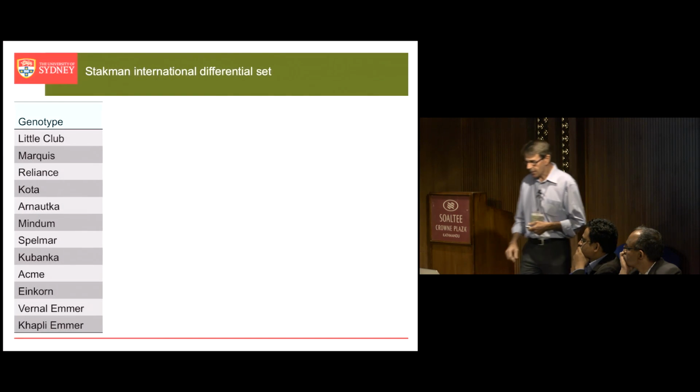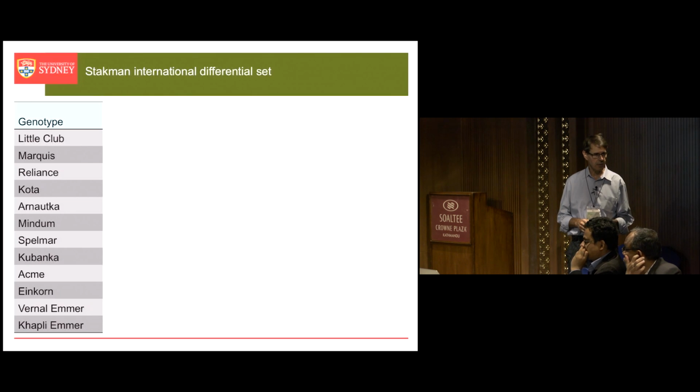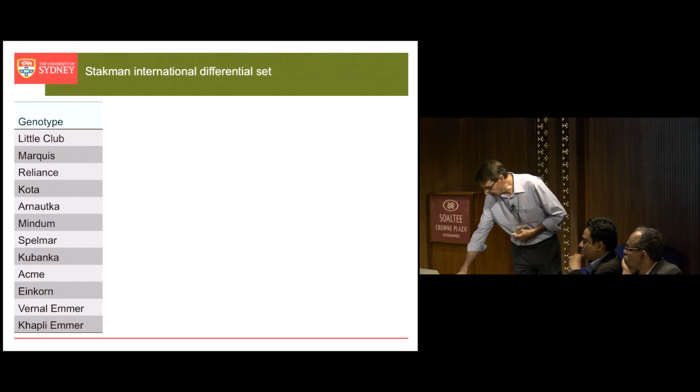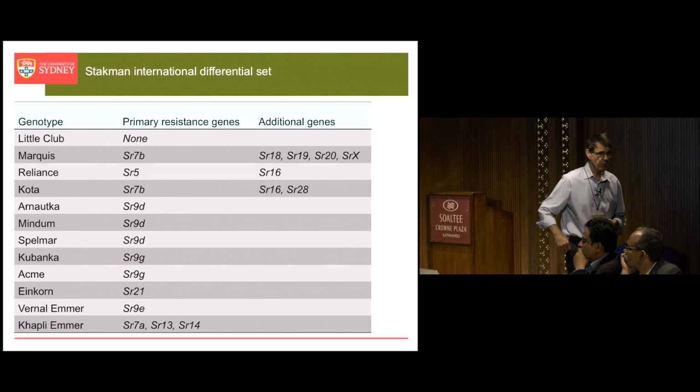So let's come back now to the original Stakman differentials. These were the wheat genotypes that Dr. Stakman identified originally as having good discrimination ability in separating, or identifying, different races of stem rust. He didn't know what genes were present in them. Now we do. We've done the genetics, we've mapped these genes, and we know where many of them occur in the genome.